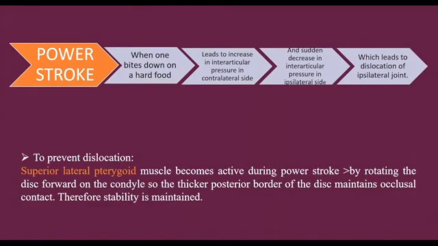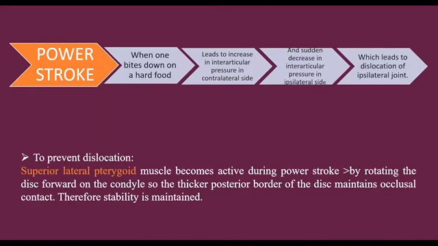Power stroke. Power stroke refers to the movements that involve closure of the mandible, such as chewing or clenching the teeth together. When one bites down on a hard food, it leads to an increase in the intraarticular pressure on the contralateral side and a sudden decrease in the intraarticular pressure on the same side. This leads to dislocation of the joint on the same side of the mandible.